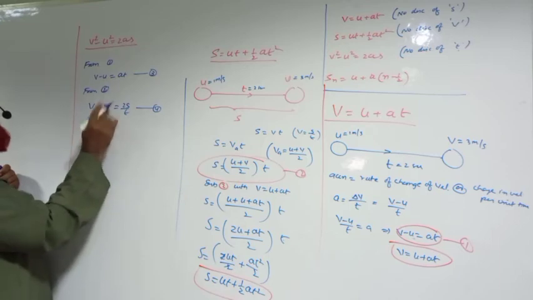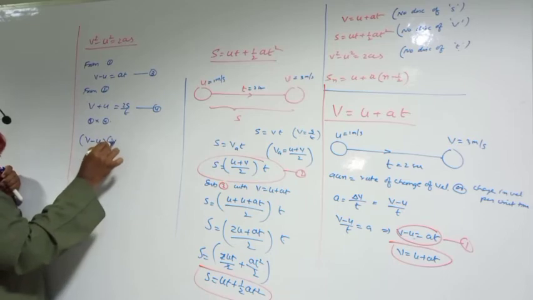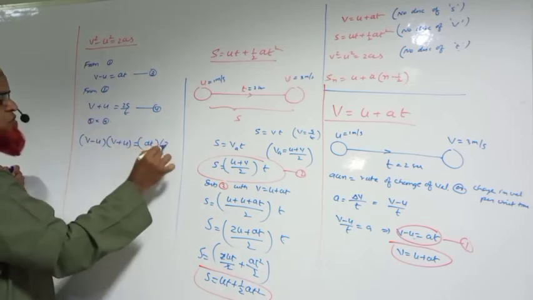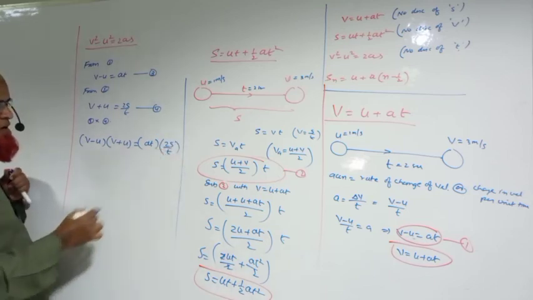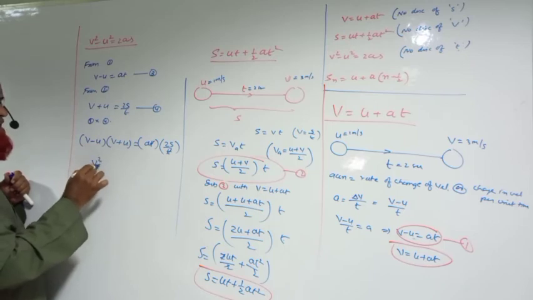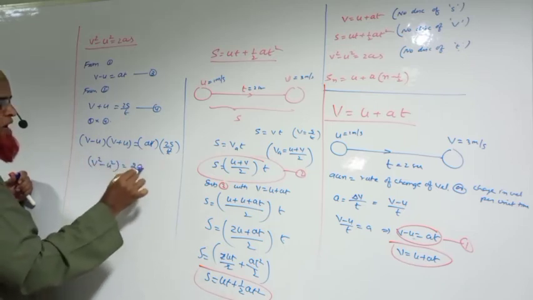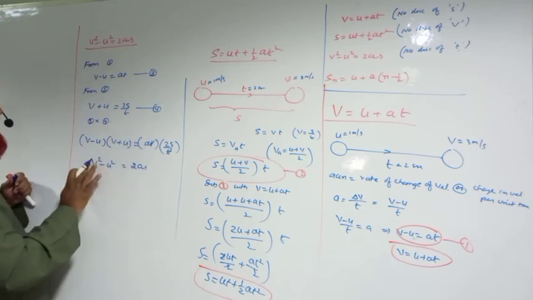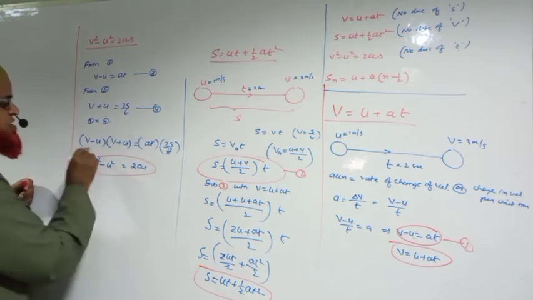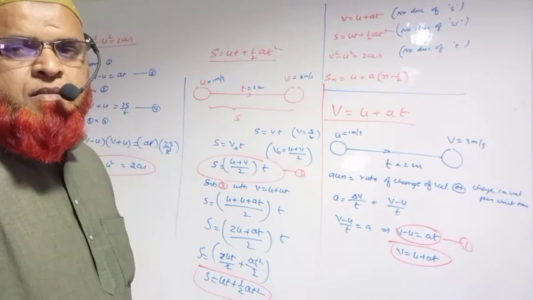Multiply these two equations, 3 and 4. What are we getting? v minus u into v plus u is equal to at into 2s by t. t gets cancelled. a minus b into a plus b is a square minus b square, which is equal to 2as. You do not write the bracket here, you just write like this: v square minus u square is equal to 2as. So this is the third equation of motion we are getting by using mathematical expressions.